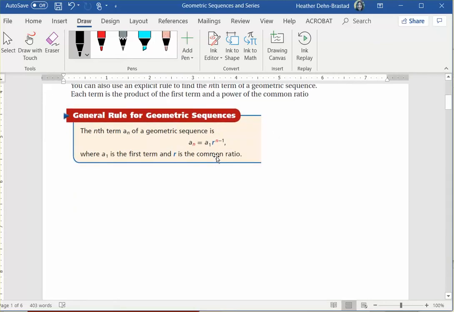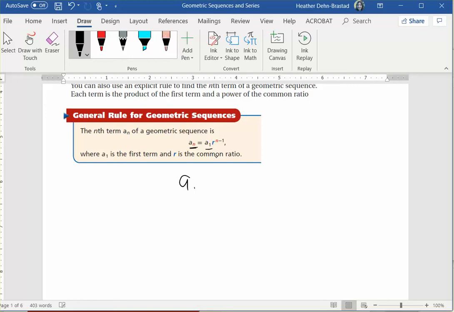And if you want to find the nth term of a geometric sequence, you don't want to write out all the way until you get to number 10 or number 15 or number 100. Then you can use this formula, which is very handy. It says that a given term is equal to the first term times the ratio to the exponent of n minus 1.